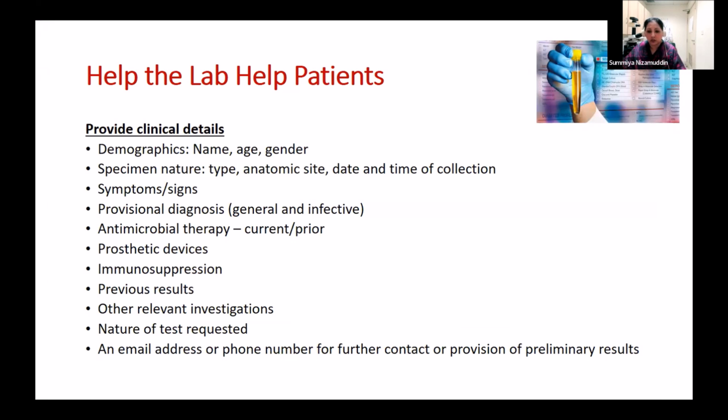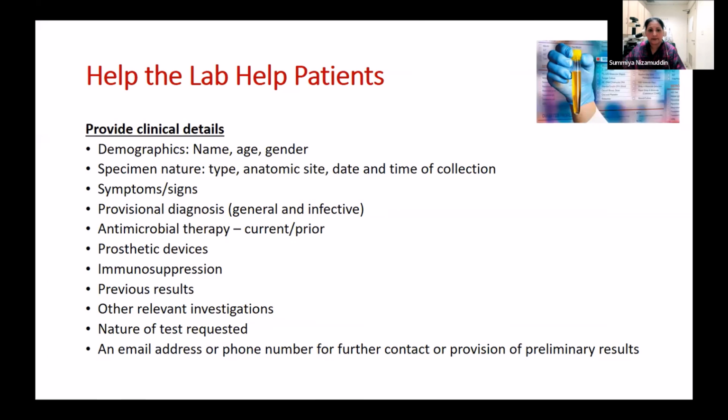We would also request the treating physician to include an email address or a phone number that the lab could use to get in contact later on if we had any further questions, or if we have to deliver any preliminary results that might be helpful to you in treating the patient. So these are some of the details that we would require. It's always beneficial to have these. Many a time we don't get this information, but obviously we go ahead and handle and culture the samples nonetheless. But it would really be helpful if this information is provided to us as well.